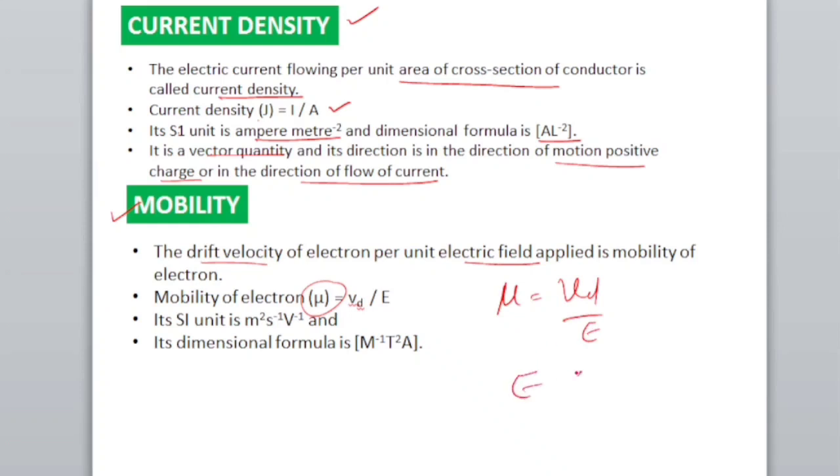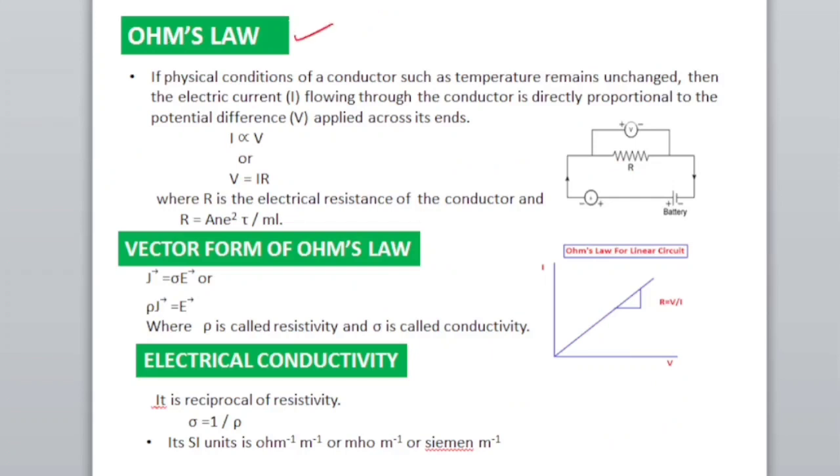Drift velocity Vd is directly proportional to E, right? If electric field is strong, electrons move with higher speed, so Vd is directly proportional to E. When you remove this proportionality, you get Vd equal to mu E, and this mu is called mobility, Vd by E. So drift velocity of electron per unit electric field is the mobility of electron. Its SI unit is meter square per second per volt, and its dimension formula is M minus 1 T square A, right?